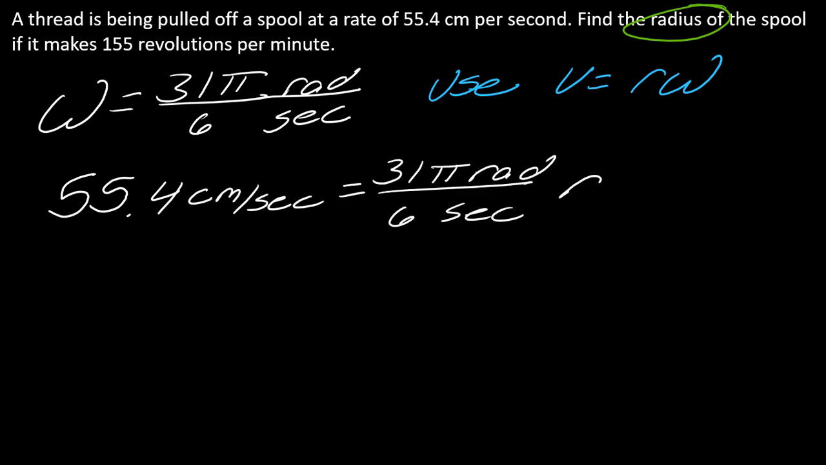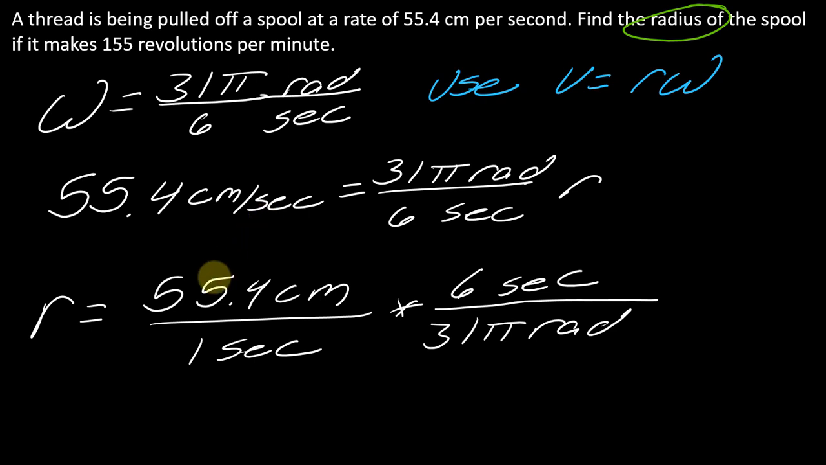Now, it might be helpful here to include the units so I can do my dimensional analysis. When I go to solve for r, I've got 55.4 centimeters per second. Notice I just rewrote this as a fraction, and then I had to multiply by the reciprocal. So to finish this, I multiply by 6 seconds over 31 pi radians. In doing this, I can see that my seconds cancel out. And then remember, it's not going to be centimeters per radians. That does not make sense. You just say centimeters. The radians will just drop out in that case. Whenever you have one of those official length measurements, you can drop the radians. So this comes out to 3.41 centimeters.